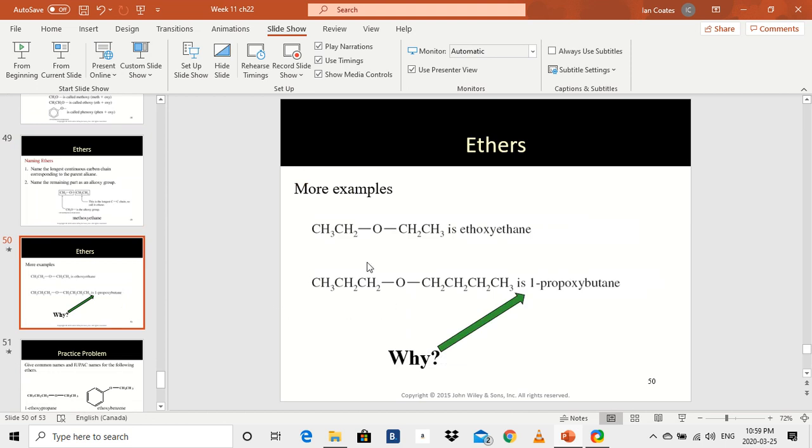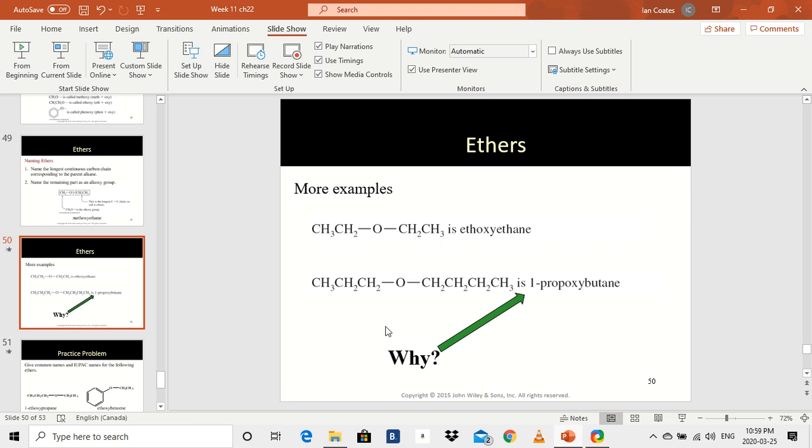More examples here. Have a look here. Okay, you're looking at this on a test day. That's an ether. Where's my longest chain? I got 2 carbons here, 2 carbons here. Nada, ethoxyethane.